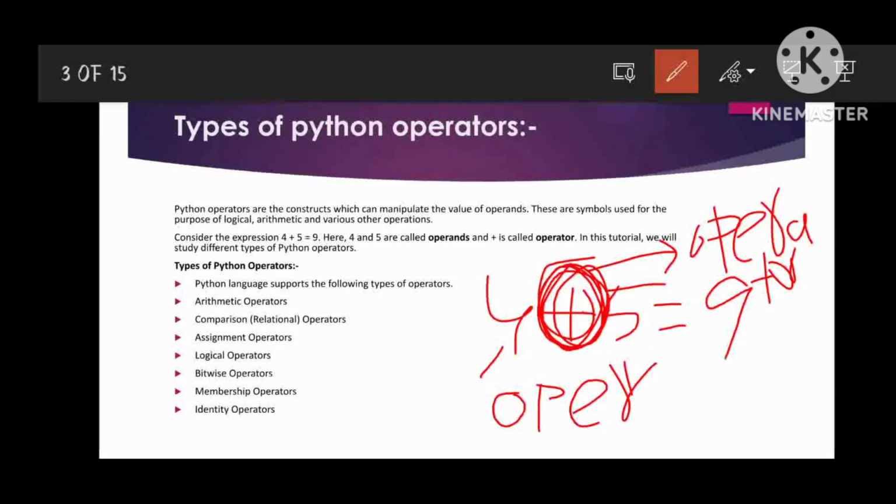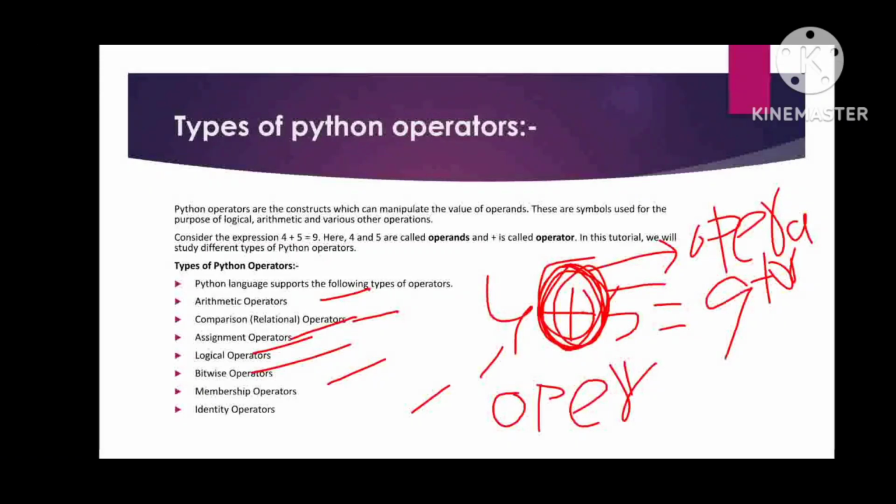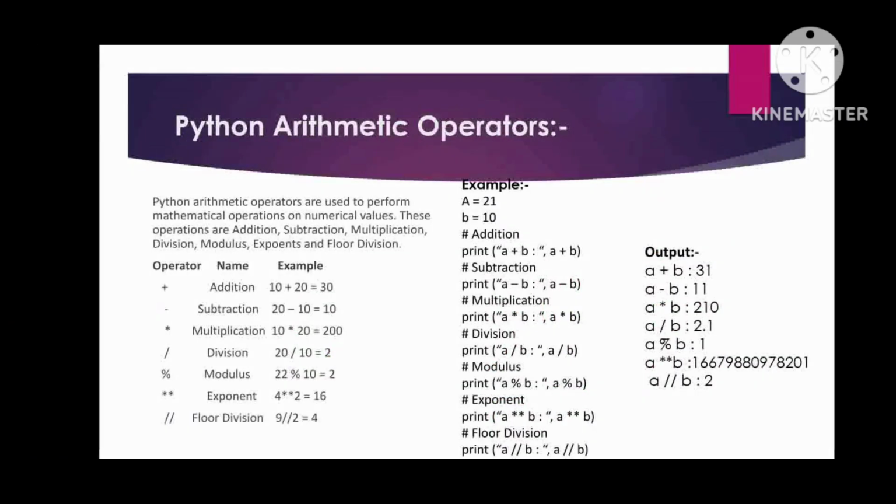The different types of Python operators are arithmetic operators, comparison operators, which we also call relational operators, assignment operators, logical operators, bitwise operators, membership operators, and identity operators. These are the operators that Python supports. Next, we'll see them one by one with examples.